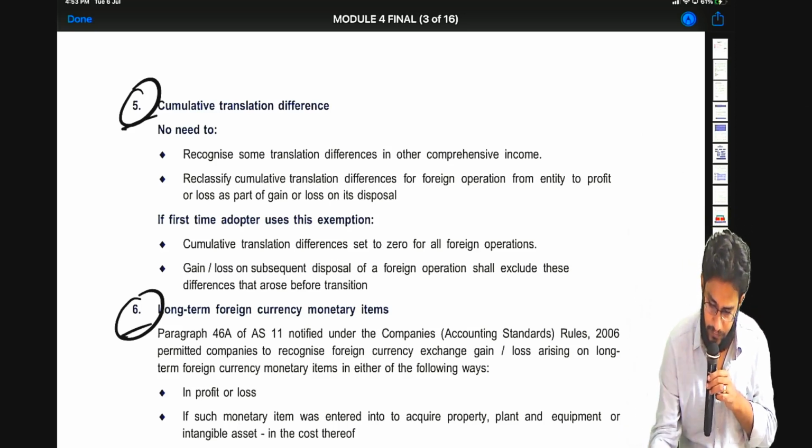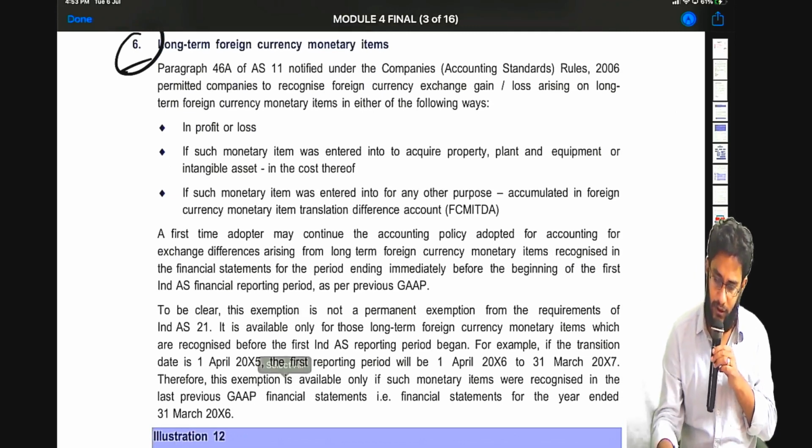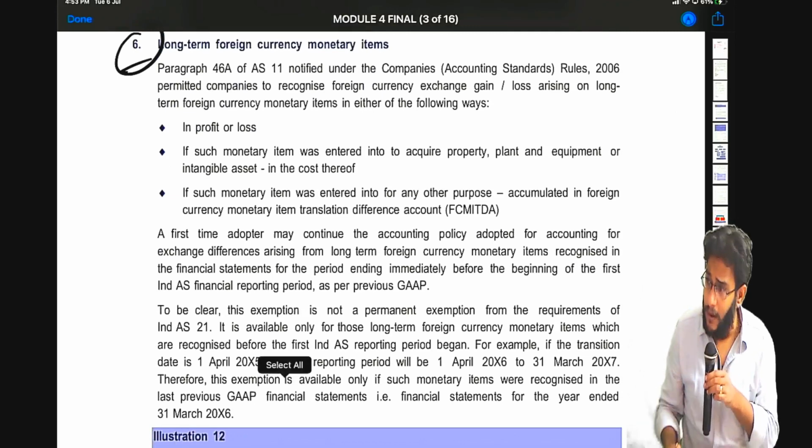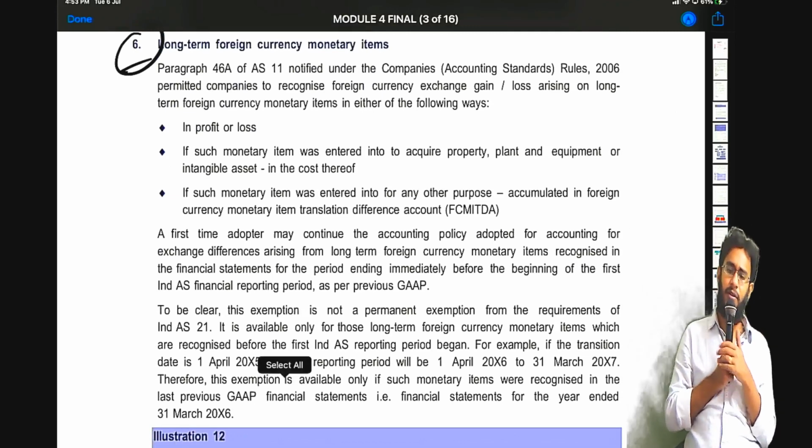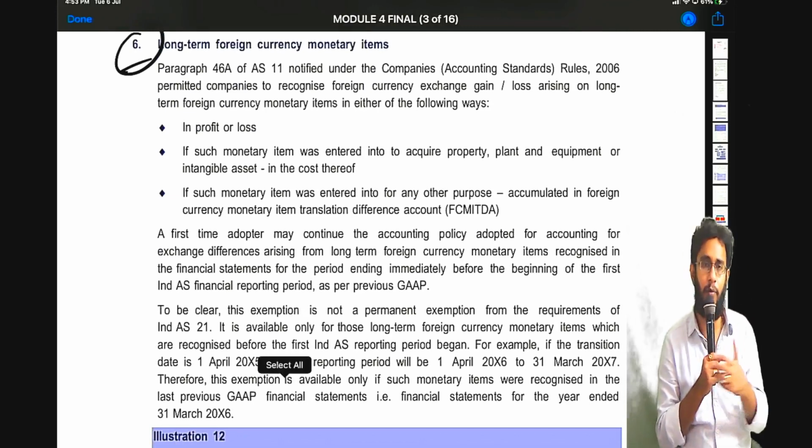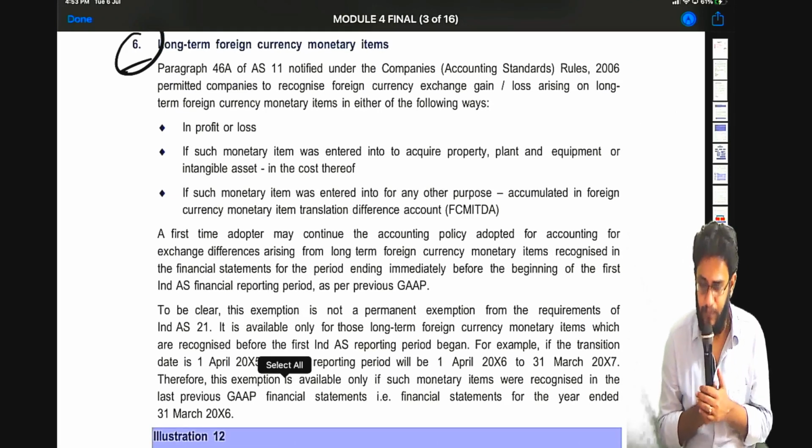Second point, long-term foreign currency monetary items. We'll close for today's session. We'll continue in the next video.